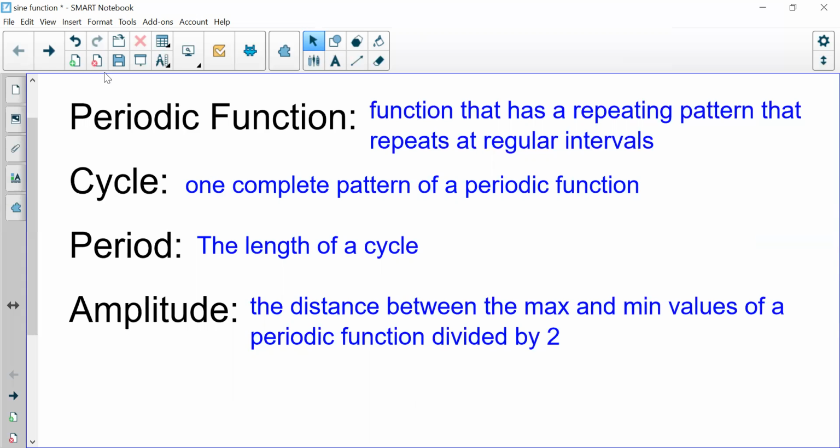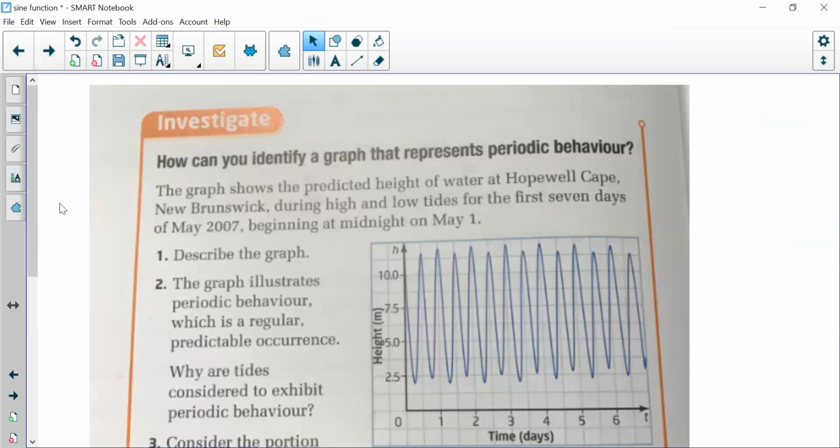Okay, so we're just going to look at a graph and we're going to start to analyze periodic functions. So this one is straight from your textbook. It says, how can you identify a graph that represents periodic behavior? The graph shows the predicted height of water at Hopewell Cape, New Brunswick during high and low tides for the first 7 days of May 2007, beginning at midnight on May 1st. How many of you guys have seen the high tides and low tides in New Brunswick? There's a dramatic difference between high tide and low tide. Like you can actually walk on the sea floor in low tide because it goes so far out.